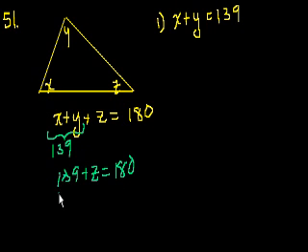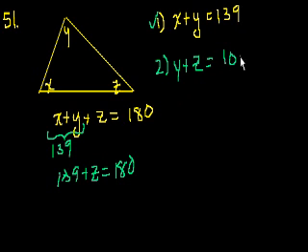Subtract 139 from both sides. Would you get z is equal to 41 or something like that? It doesn't matter. You don't have to get the answer. You just have to know that you can get the answer. So statement 1 alone is enough. Now what do they give us in statement number 2? Statement 2, y plus z is equal to 108.